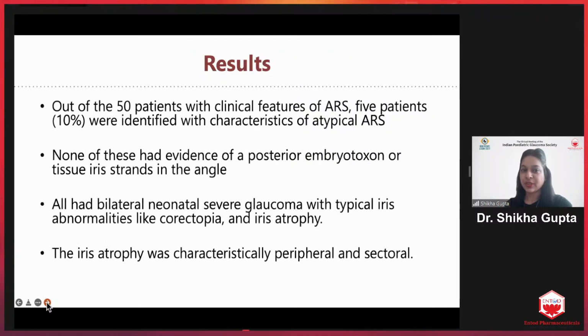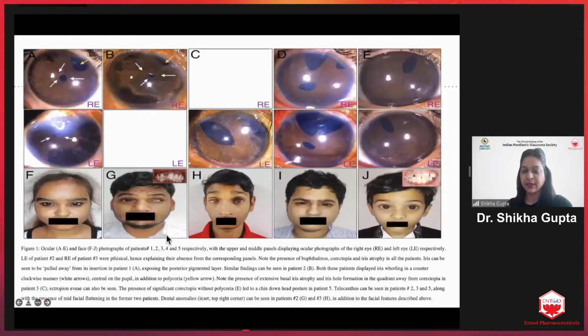So of the 50 patients that we saw with clinical features of ARS, 5 of them were identified with characteristics labeled as atypical ARS, with no evidence of either a posterior embryotoxon or tissue strands in the angle. Characteristically, all of these had bilateral neonatal severe glaucoma with typical iris abnormalities like corectopia and iris atrophy, which are suggestive of Rieger's syndrome. The iris atrophy was characteristically peripheral and sectoral. So these are the clinical features of the 5 patients.